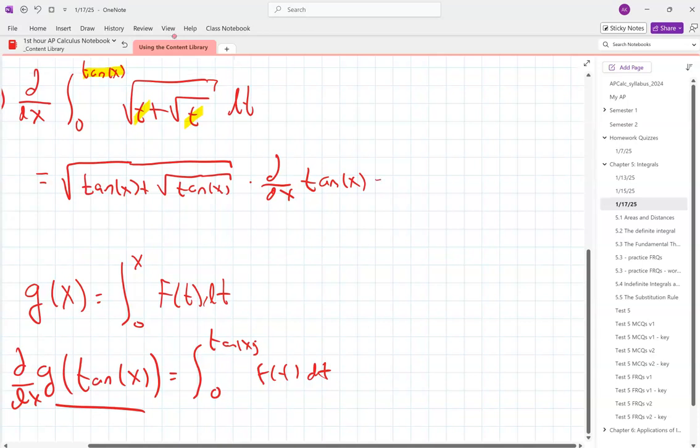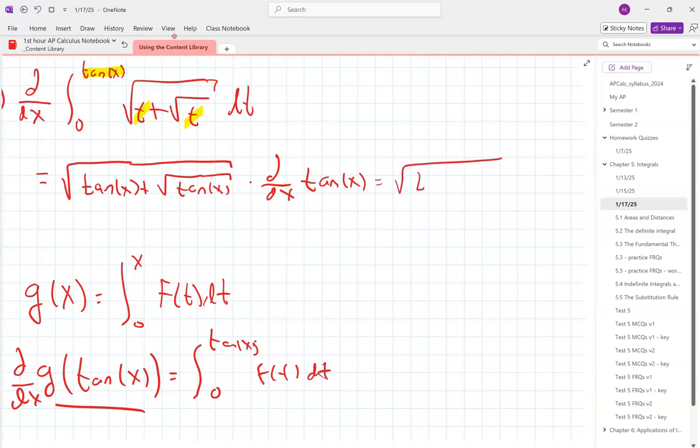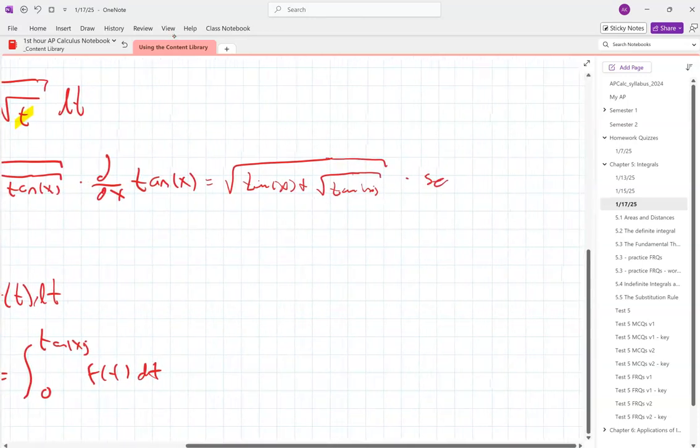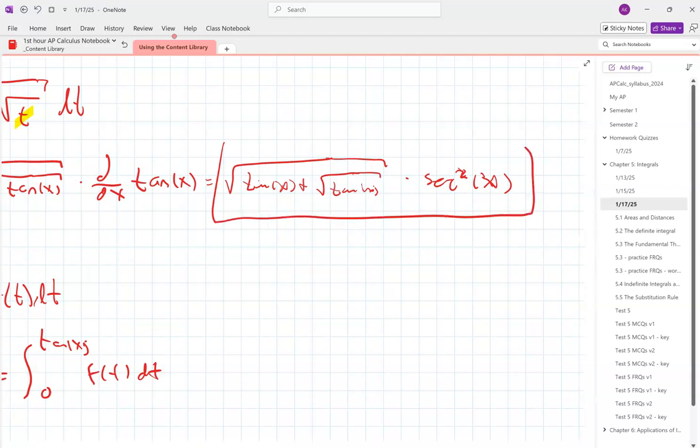Yes, exactly right. So all we need to do then is take the derivative of tangent, which is secant squared. Again, you guys should still have those memorized. They're going to come back in a big way real quick. And that should be our final answer.